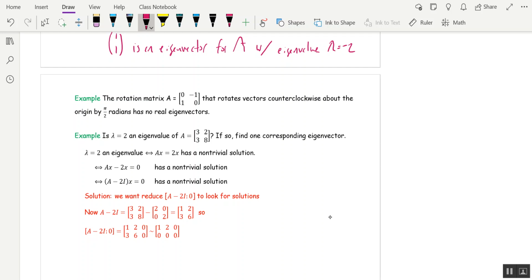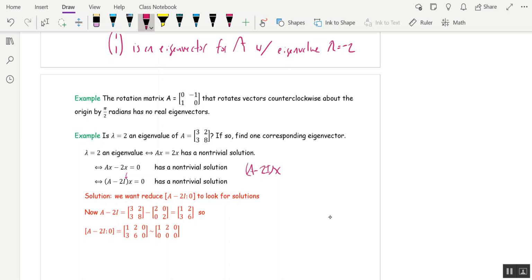Now I want to pull out the x, but I can't write A minus 2 times x. That makes no sense. You can't subtract a number from a matrix. So what I do is I put in an I there, the identity matrix. You can subtract A and 2I because they're both matrices of the same size. Of course, you would use the identity that's the same size as A. So now this is equivalent to A minus 2I times x has a non-trivial solution.